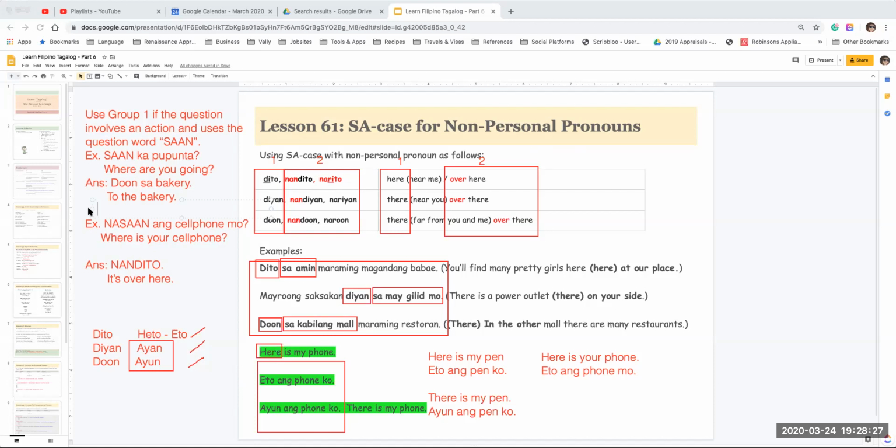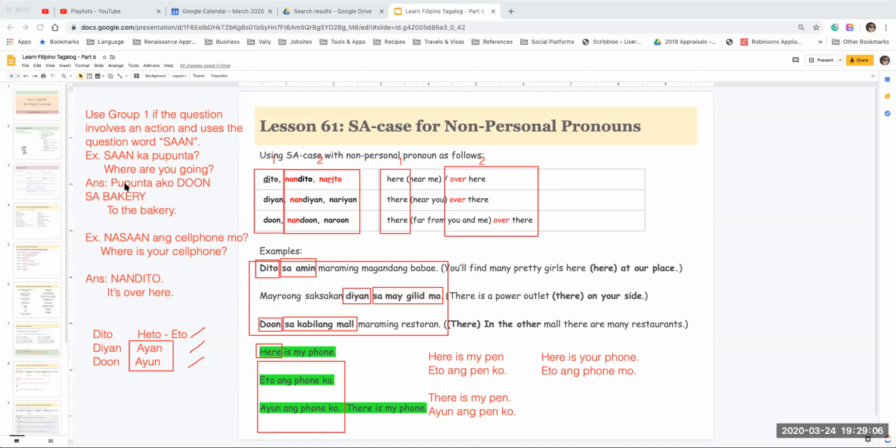Now, if you want to use them in a statement, this is how you would say it. For example number one, our example here is doon sa bakery. Somebody asks you, saan ka pupunta? Doon sa bakery. So you can actually say the whole sentence. Pupunta. So the ka is now you, and then you say I. Pupunta ako. Okay, doon sa bakery. So you have two sa case here. That's how you use it in a statement.